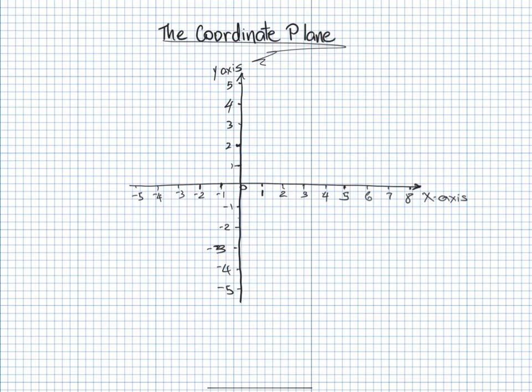So the first one is in the top right. It's called quadrant 1. And notice I'm using a capital Roman numeral to label it. Then we go counterclockwise to quadrant 2. And then we continue quadrant 3. And finally, quadrant 4. Oops, there we go.